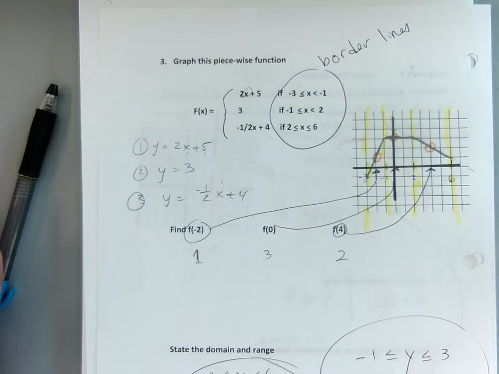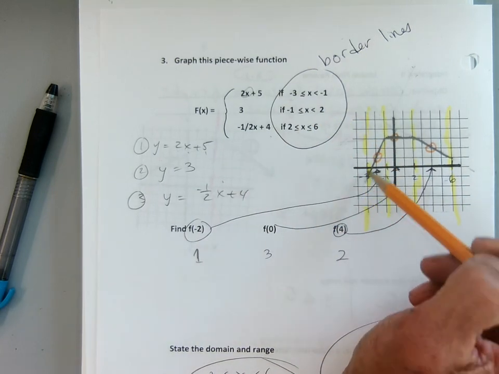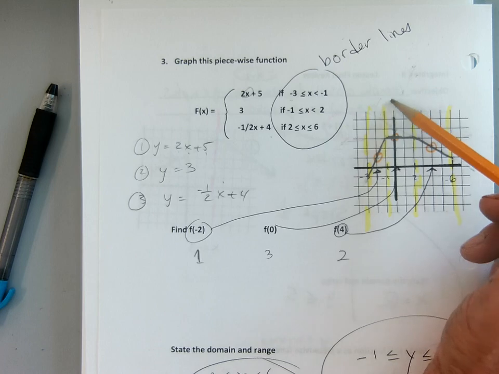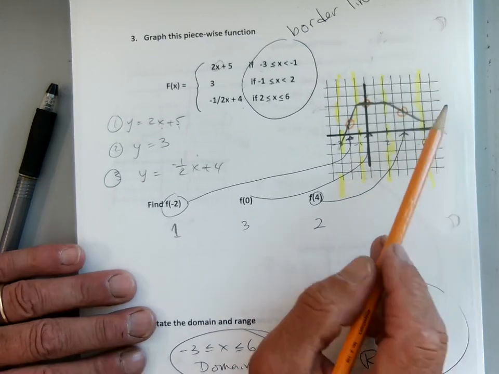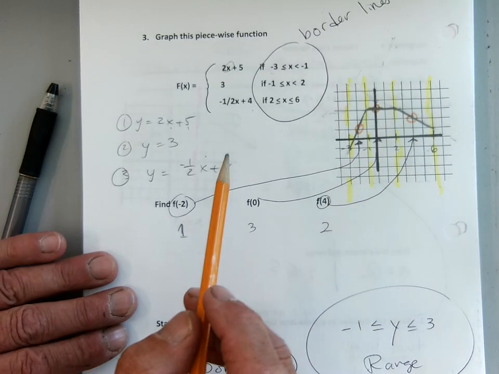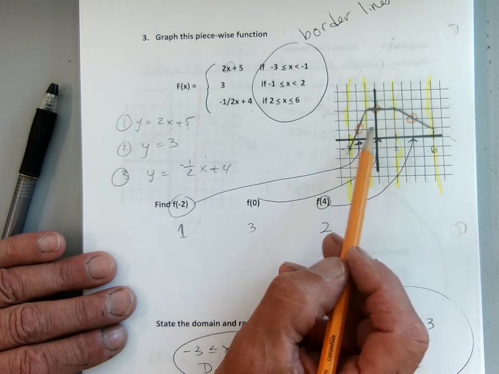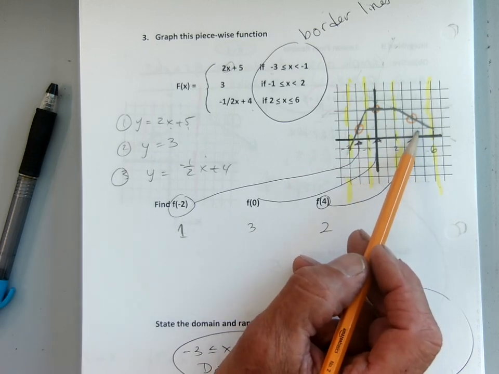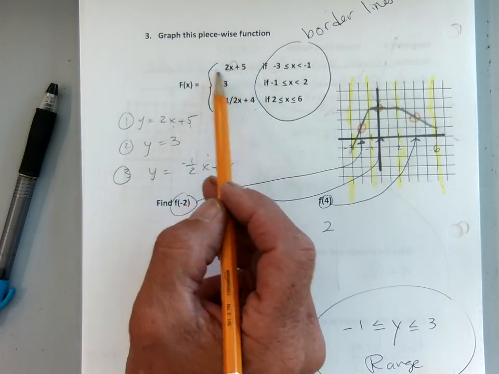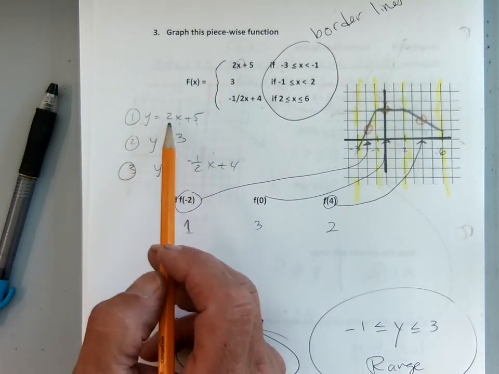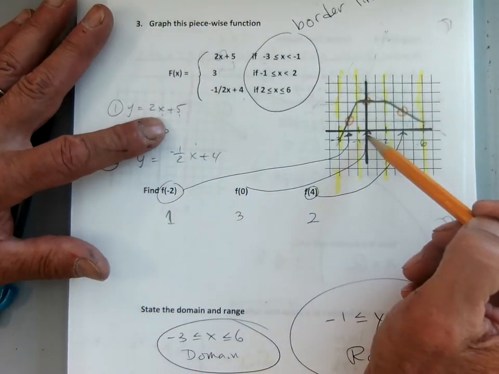So to graph this piecewise graph, the first thing I did was I put in the borderlines. The borderlines are at -3. I got a borderline at -1. I got a borderline at 2. And I got a borderline at 6. Okay? I have 1, 2, 3 different spaces or regions to put the pieces. So I'm going to put the first piece in this first region. The first piece is y equals 2x plus 5. That's my first equation.